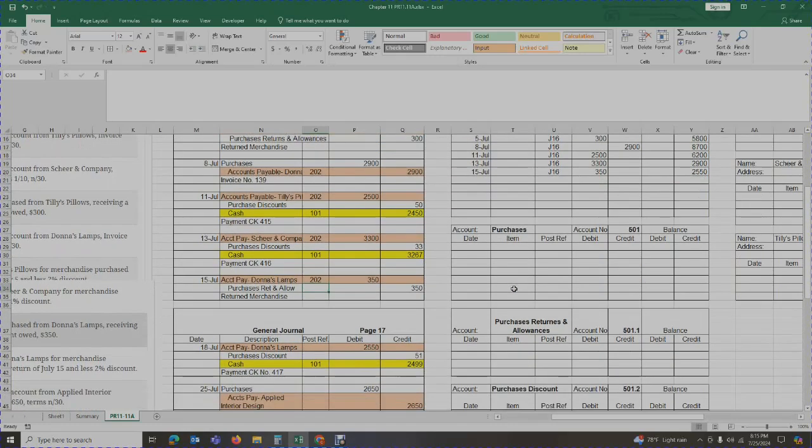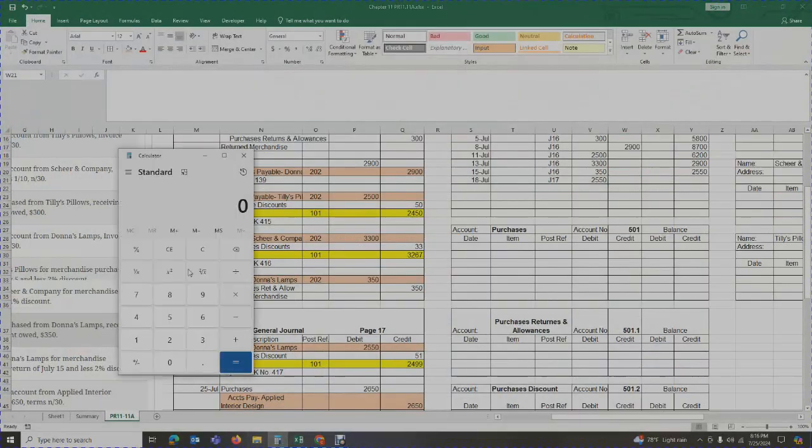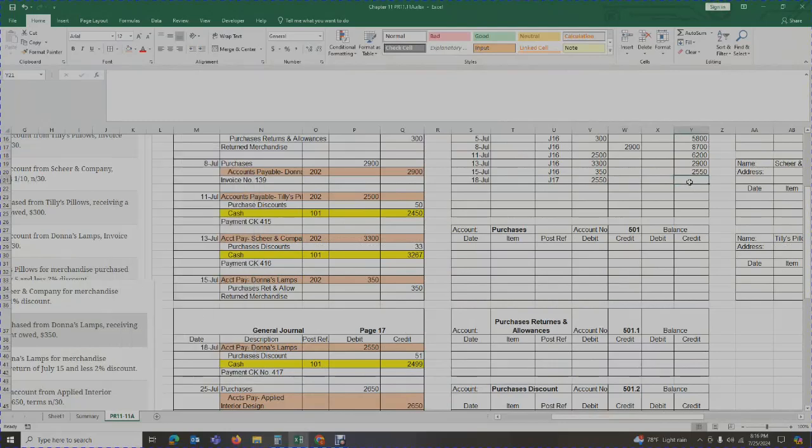Now we're going to move on to journals on page 17. On July the 18th, we've got journal 17, and I've got a debit of $2,550. So where's my calculator? Right here. So I've got a credit of $2,550 and then I've got a debit of $2,550. So my balance at this point is 0. On the 18th, I'm going to go in and I'm going to put my account number, which is 202.